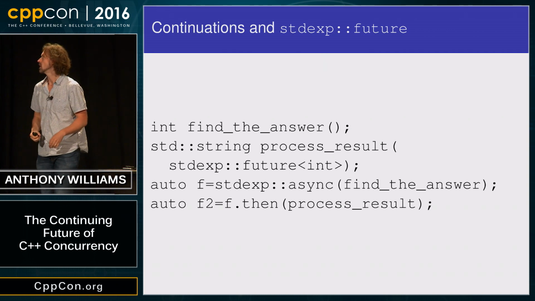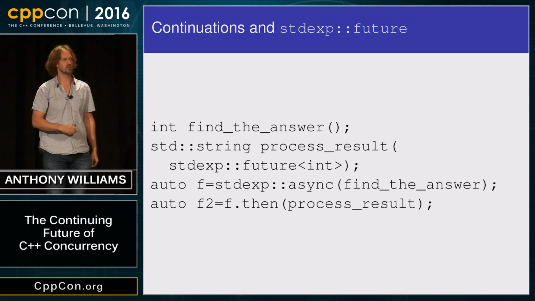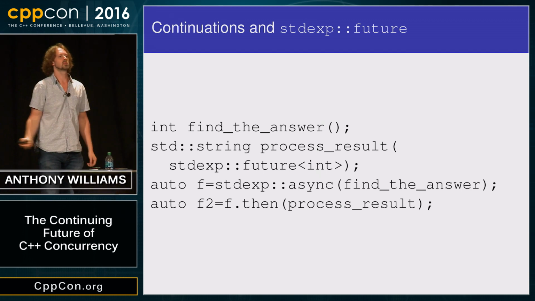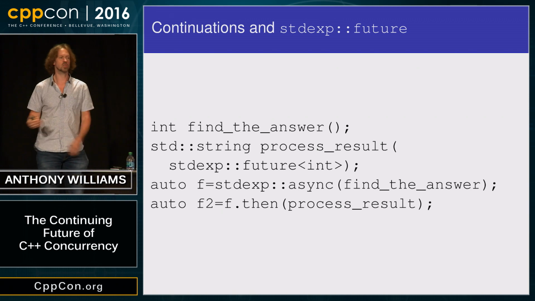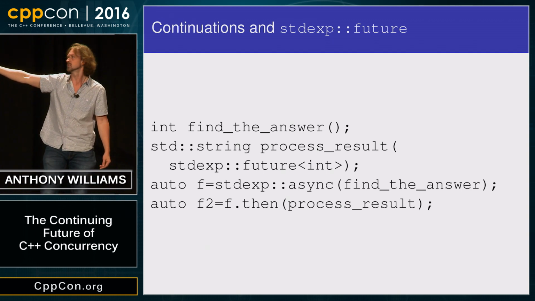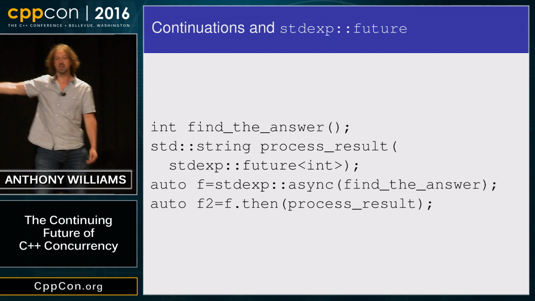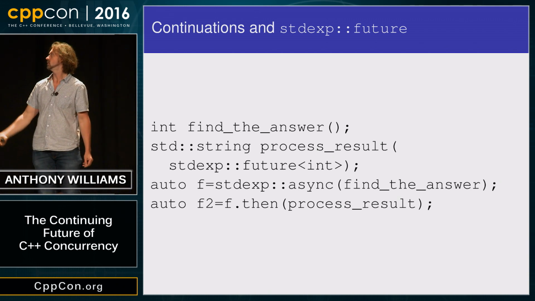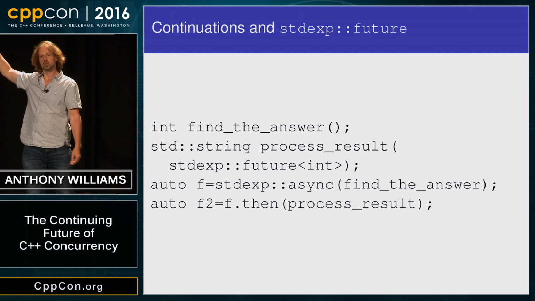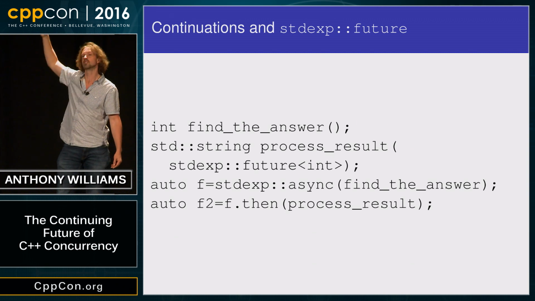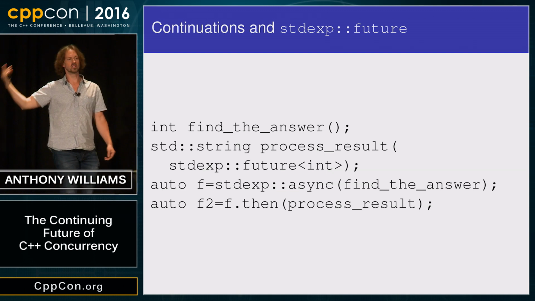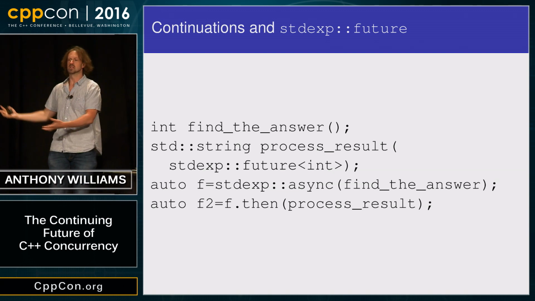So here's some code. We're going to try and find the answer. We all know it's going to be 42, but we're going to assume that we haven't got there yet. And when we do get the answer, we're going to process the result. So we use standard experimental async to find the answer, and that gives us back a standard experimental future. We can then say, then process the result, and that gives us a new future, f2, which, since processing the result is returning a string, will be a standard experimental future for a string. And at this point, f is no longer valid because it's been swallowed into the continuation.